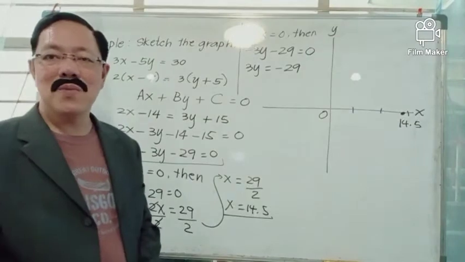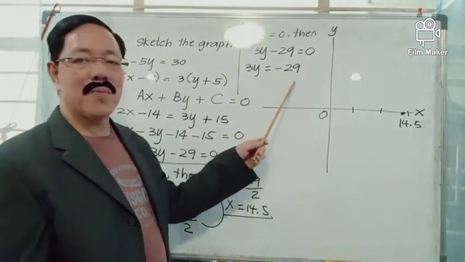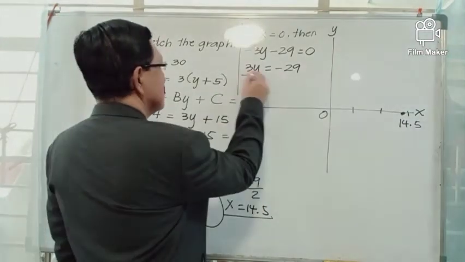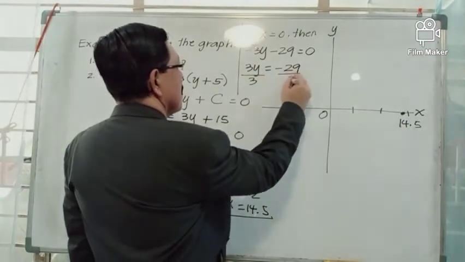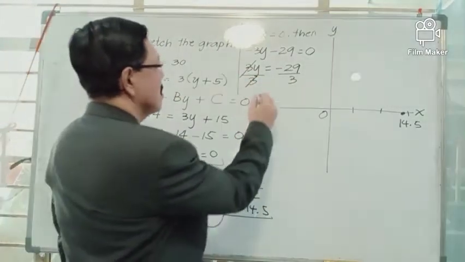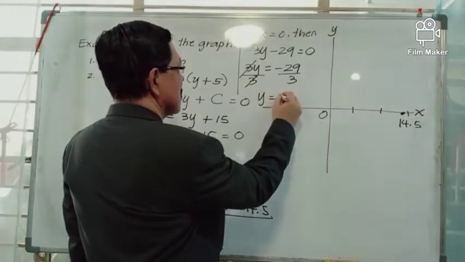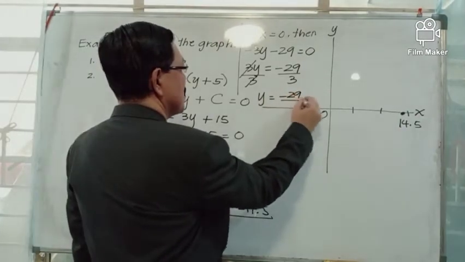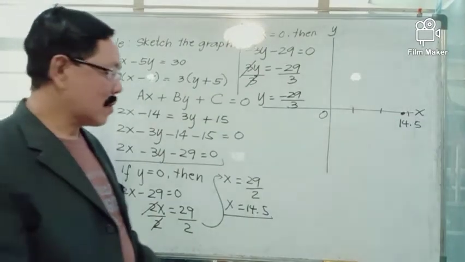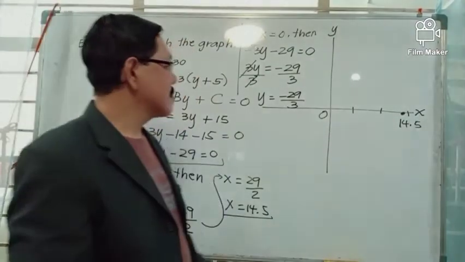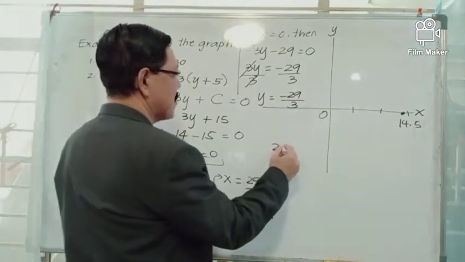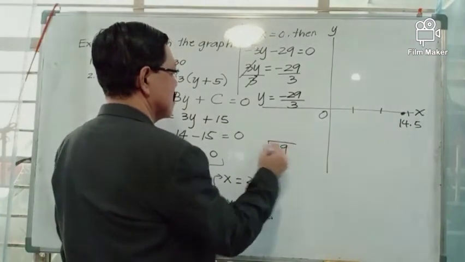And to solve for y, we finally divide both sides of the equation by 3. Divide both sides by 3. And 3 will cancel out from the left side. We get y equals negative 29 over 3. If you have a calculator, you can divide negative 29 by 3 up to 2 decimal places.